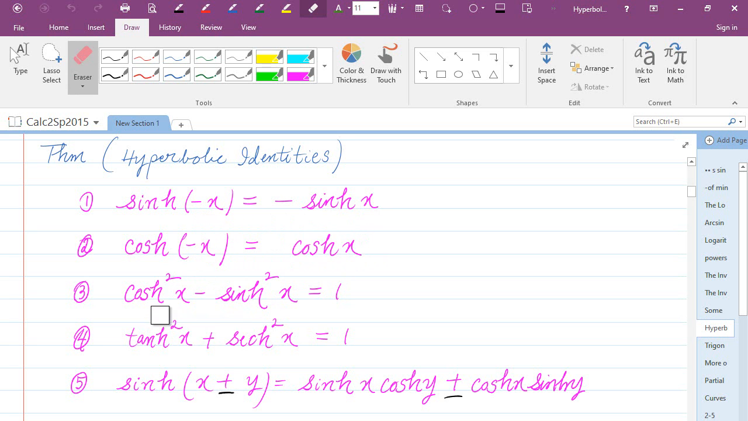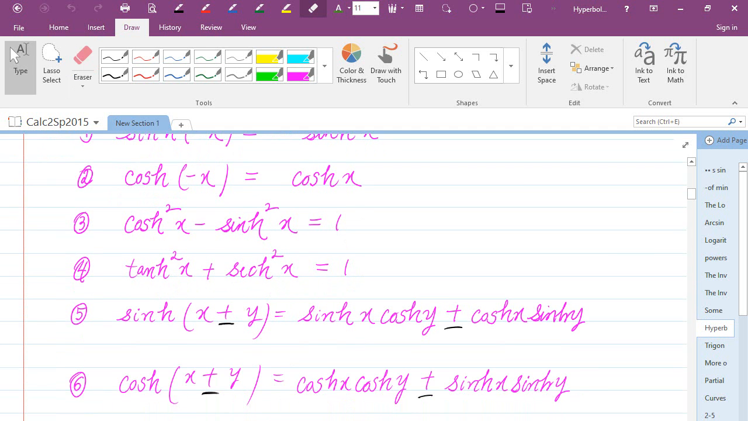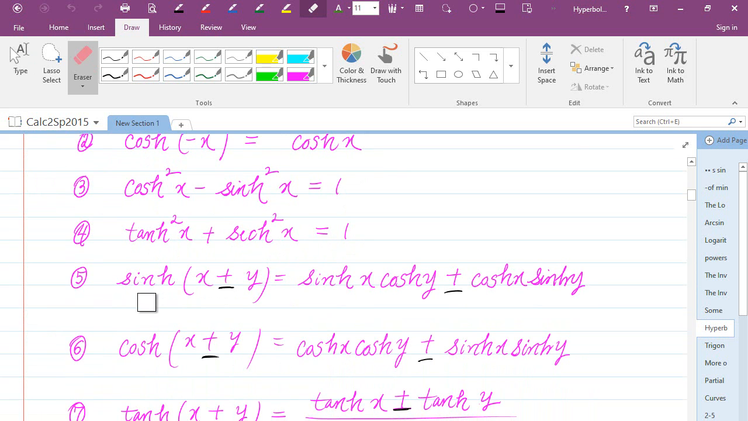Third one, hyperbolic cosine squared of x minus the hyperbolic sine squared of x is equal to 1. Hyperbolic tangent squared of x plus hyperbolic secant squared of x is equal to 1. Hyperbolic sine of x plus or minus y is equal to hyperbolic sine of x times hyperbolic cosine of y plus or minus hyperbolic cosine of x times hyperbolic sine of y. You can see the similarities between these identities and the identities for the trig functions.